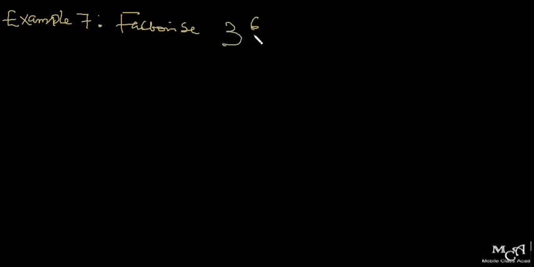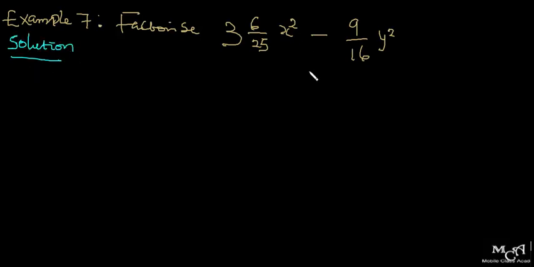Let's look at example 7. Factorize 3 whole number 6 over 25 x squared minus 9 over 16 y squared. This is a bit different from what we've been doing, but you know what? We are going to solve this problem together. So what do we do? Solution. We have proper fraction and improper fraction. So let's make the whole thing a normal fraction. How are we going to do it? Let's solve it one by one.